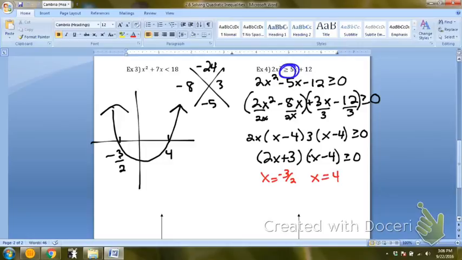What number is going to be great to test? 0. I'm going to test it up at the top. So if I have 2 times 0 squared, is that greater than or equal to 5 times 0 plus 12? That becomes 0. That's gone. Is 0 greater than or equal to 12? No. So we want to shade on the outside of our parabola.